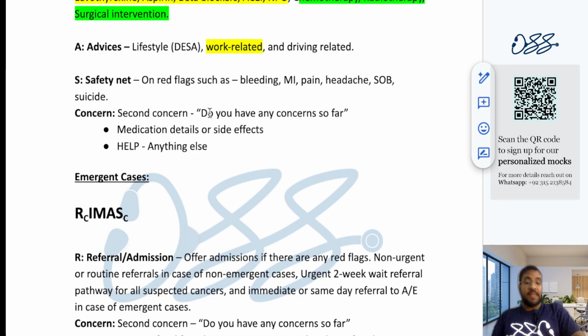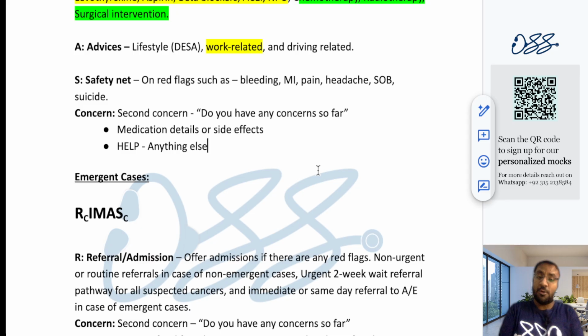Then comes the S, that is the safety netting. Safety netting becomes much more relevant and much more important when you are discharging the patient home. In those cases, it's very important to do safety netting on red flags. For example, if you're discharging the patient on blood thinner medication, talk about bleeding. Talk about pain, talk about headache, talk about shortness of breath, and in the psychiatry patient talk about risk of self harm.